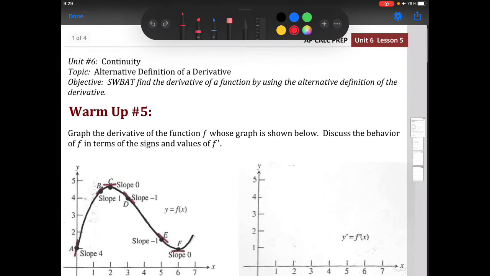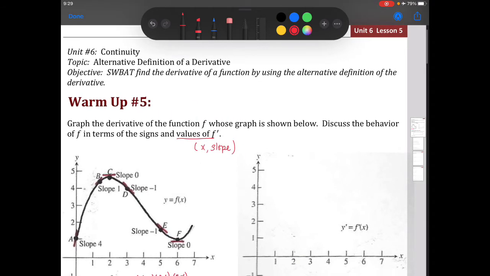So the warm-up says, graph the derivative of the function f whose graph is shown below. Discuss the behavior of f in terms of the signs and the values of f prime. I'm going to start with the values of f prime. So how do we determine those? The values of f prime, you can use the x-coordinate of your original function and the slope at that point. And I did that.